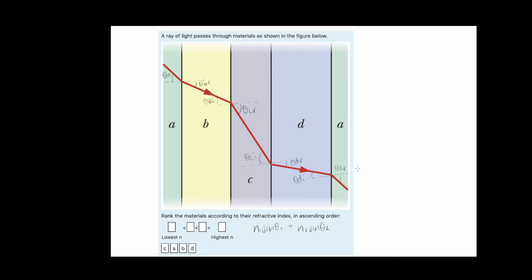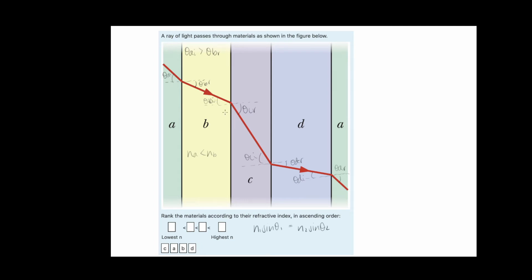Okay, so let's just look at this first bit. By looking at the ray as it goes from material A to material B, we can see here that theta AI is going to be larger than theta BR, right? It's bending towards the normal. That must mean that the refractive index of A is going to be lower than that of B, because in material B, the ray is traveling slower, which is why it bends towards the normal.